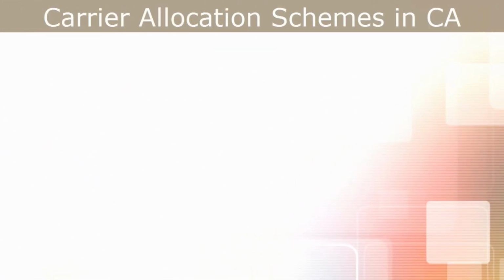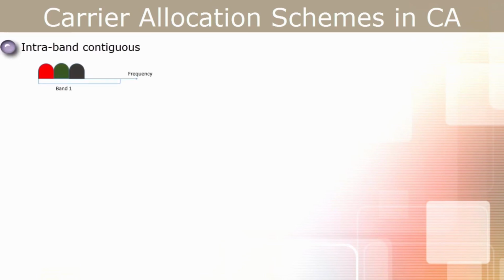There are mainly 3 ways in which CA carriers can be allocated. Intraband contiguous. In this scheme, the primary component carrier and secondary component carriers are contiguous and belong to the same band. As spectrum allocation to operators is not always uniform, it is not always possible to have this scheme.